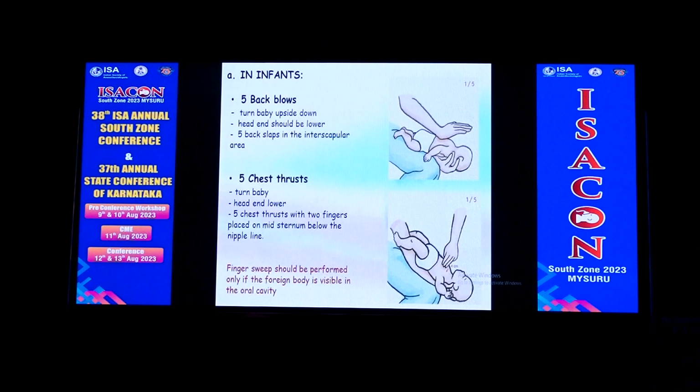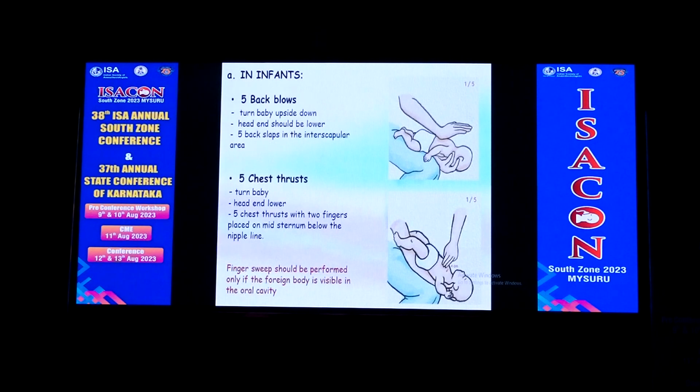Continue this maneuver several times till the foreign body is expelled out or till the child becomes limp and unconscious. Now, if the child becomes limp and unconscious, then start CPR, 30 chest compressions and 2 rescue breaths. After 30 chest compressions, before giving the rescue breaths, open the mouth, check for visualization of the foreign body in the airway. If it is visible, then only attempt to remove the foreign body with a finger sweep. Blind finger sweeps are not recommended since they may push the foreign body further down into the airway. Continue this till the foreign body is expelled out or return of spontaneous circulation.